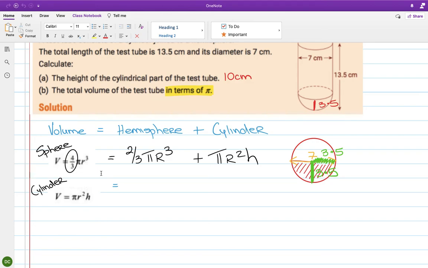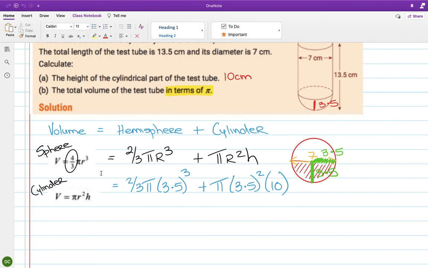So 2/3 is 2/3. Pi, we highlighted in terms of pi, so we'll just leave it. And then the radius of the hemisphere is 3.5, and we're going to cube it. Then plus, we leave pi as pi. The hemisphere sits perfectly at the bottom of the cylinder, which means whatever the radius of the hemisphere is, that's the same as the radius of the cylinder. So this is also going to be 3.5. And then the height of the cylinder we worked out in part A, that's 10.